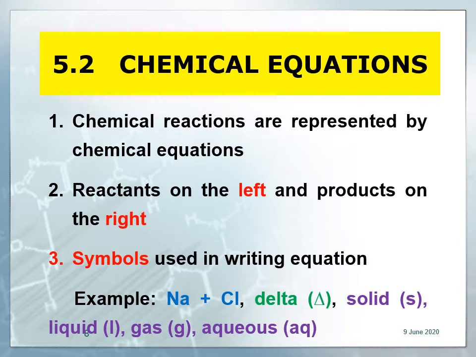Examples: we use the plus sign to indicate 2 or more formulas on one side, such as sodium, Na, plus chlorine, Cl. The delta sign indicates heat was used to start the reaction. The physical states of the substances are shown as solid, S, liquid, L, gas, G, and aqueous phase, AQ.